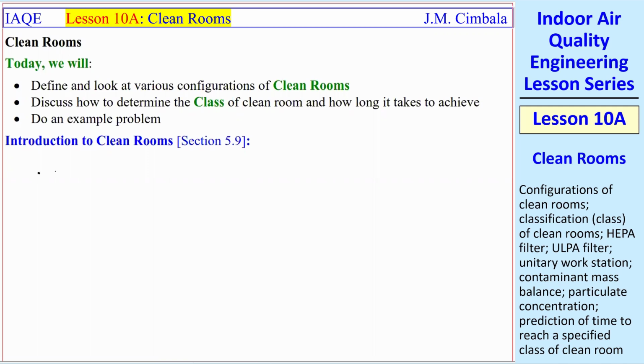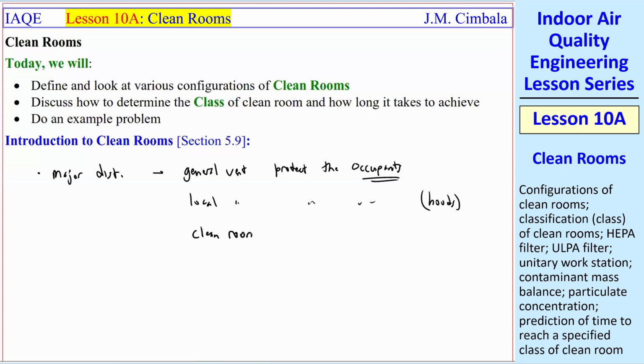By introduction, the major distinction between a clean room and regular ventilation is that general ventilation is designed to protect the occupants. In other words, we want to keep the chemicals below the PEL, keep particles low, and keep viruses and stuff out of the building. This is also true with local ventilation, and we'll talk about that later, but basically that's hoods. Whereas with a clean room, we obviously care about the occupants, but the major goal is to protect a product.